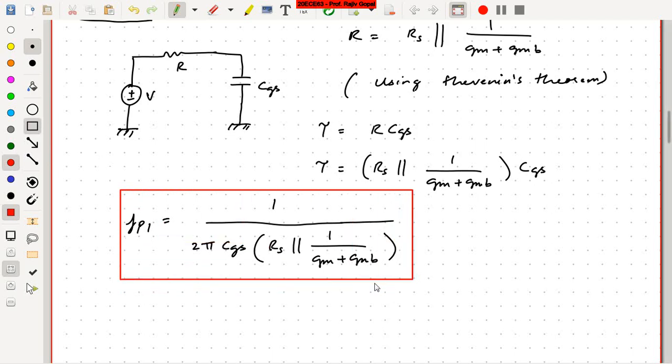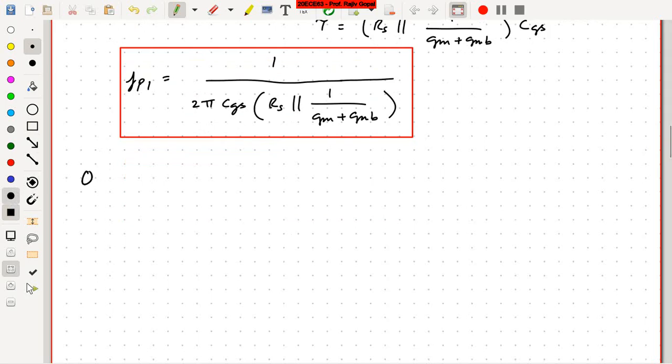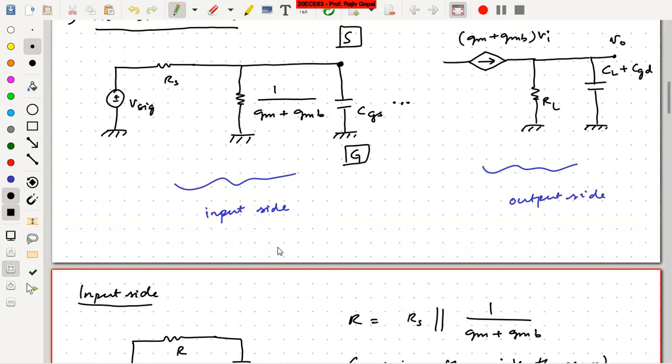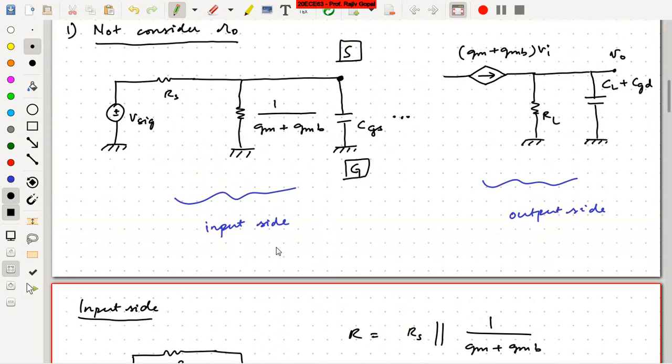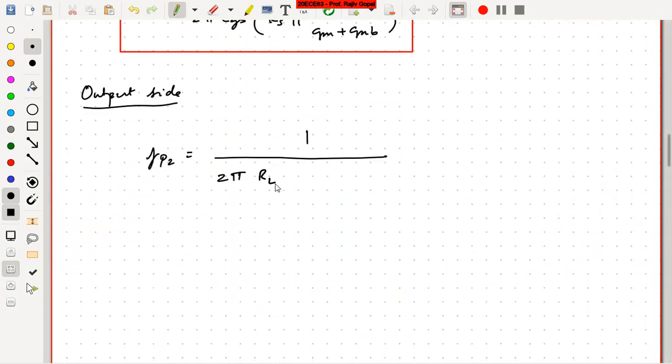FP1, right? Similarly, if I consider the output side, there I'll get FP2 as 1 by 2 pi. Now look, if I look at my output side, I have RL and CL plus CGD there. So my tau will be RL into CL plus CGD. That's all, simple.